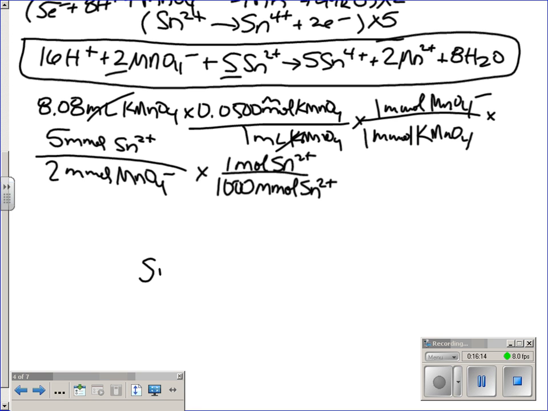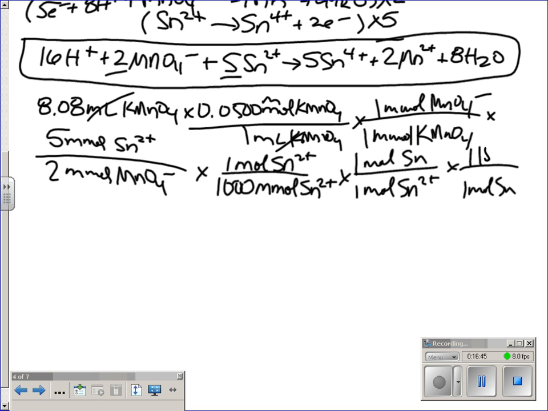So this is in the back of your head: Sn to Sn2 plus, which is what occurred in that very original reaction when all the HCl processed the Sn to Sn2. This was a 1 to 1 mole ratio. We didn't write that down, but that's because we know most metals are 1 to 1 because they're just losing electrons, and that's it. So I'm going to write that down. 1 mole of Sn2 is equivalent to 1 mole of Sn. And then our final step would be to go to grams. So 1 mole of Sn is 118.7 grams.